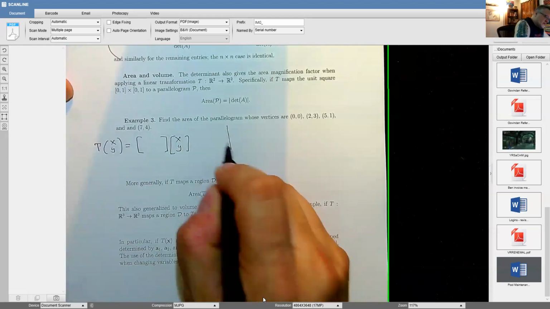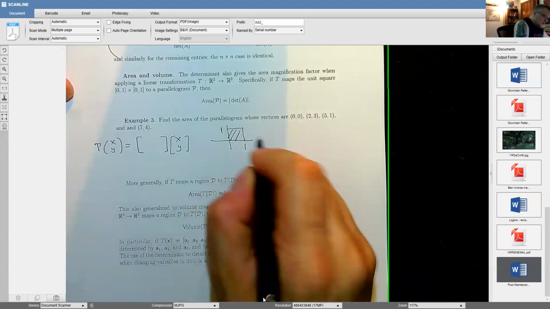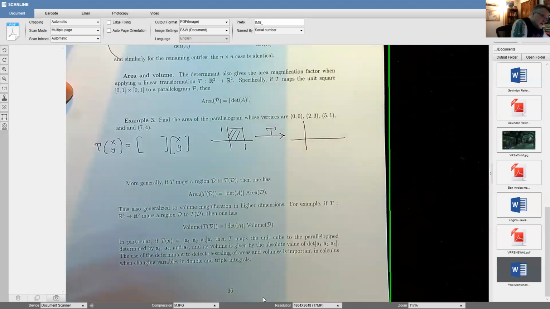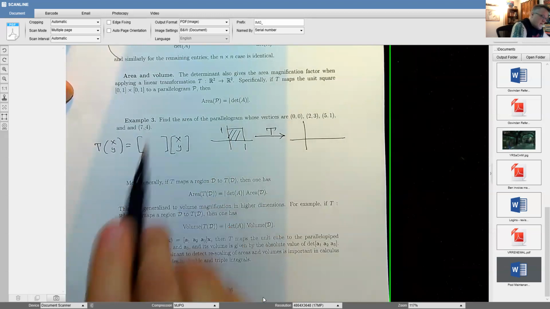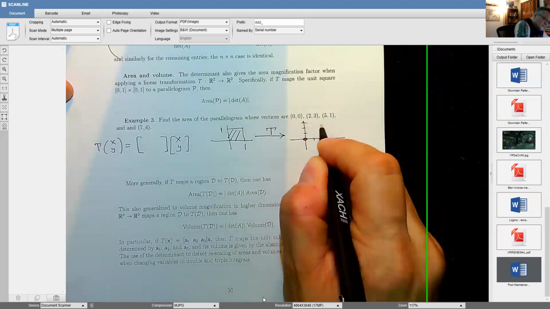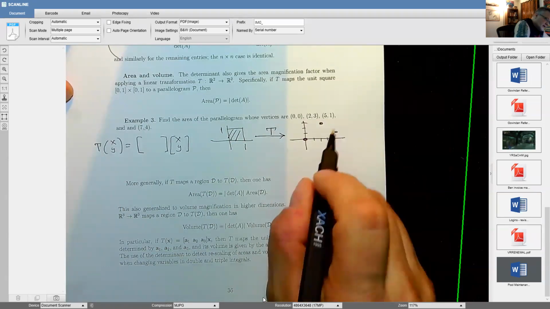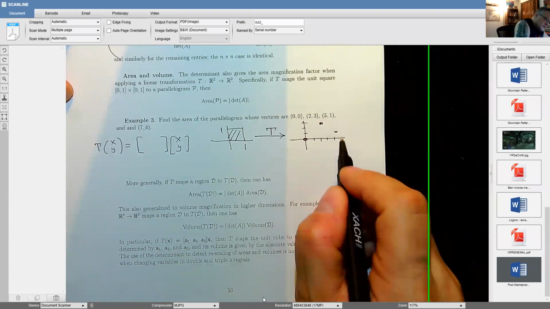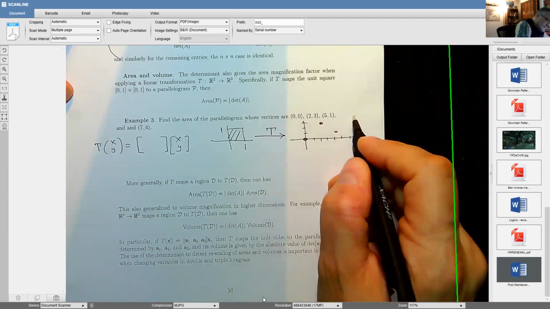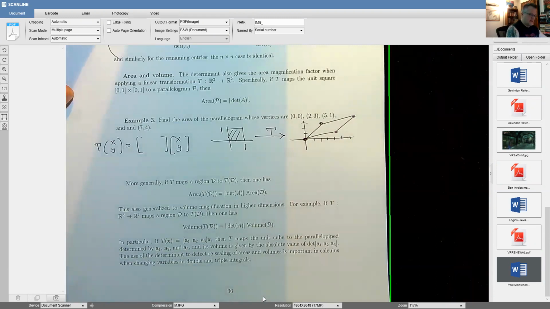So the unit square is here, right? And I want to map that to the parallelogram with these vertices. So the vertices, let's plot them. Here's (0, 0), (2, 3) is here, (5, 1), (3, 4) is here, and (7, 4) is up here. Okay, and so what I get is that parallelogram.